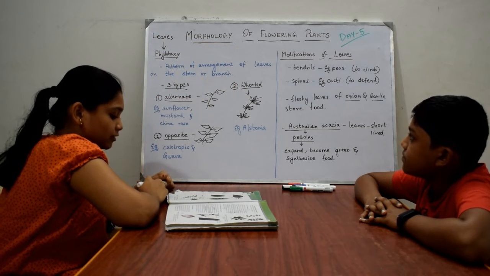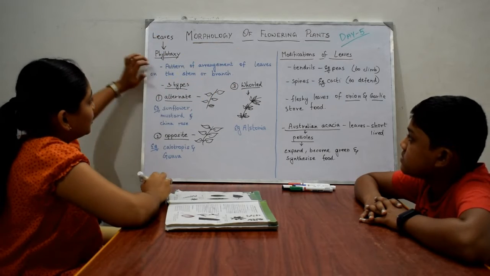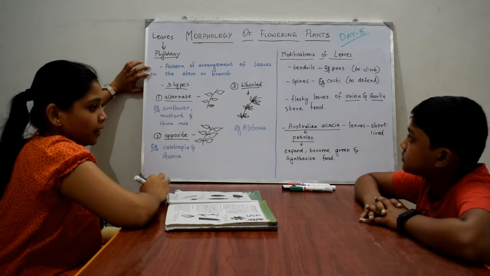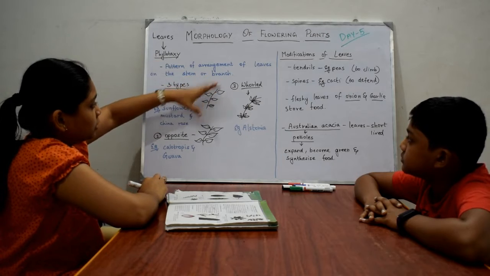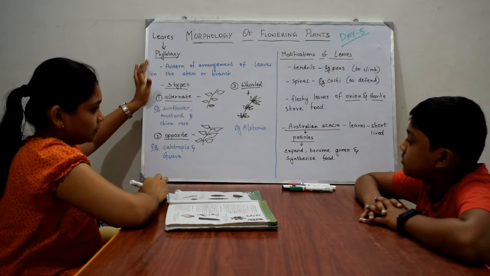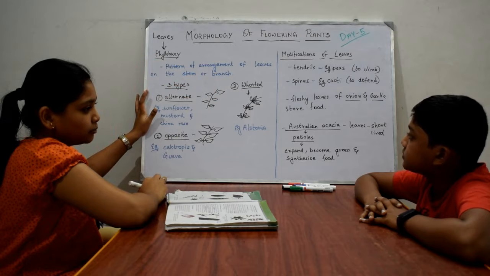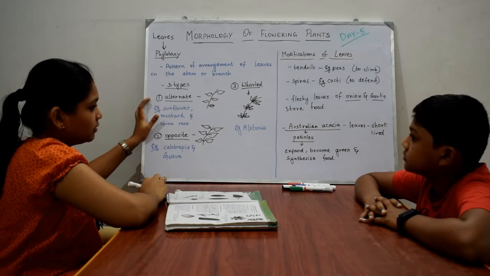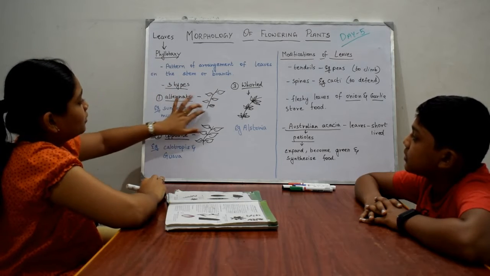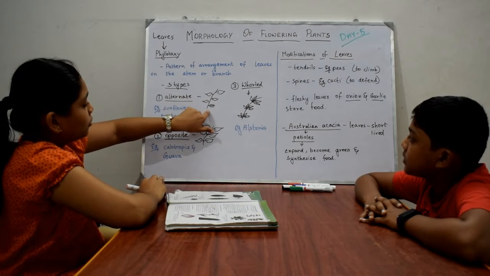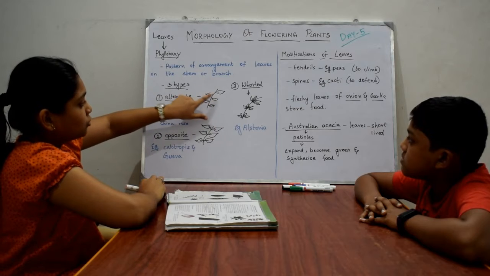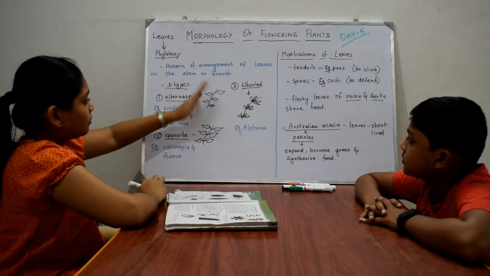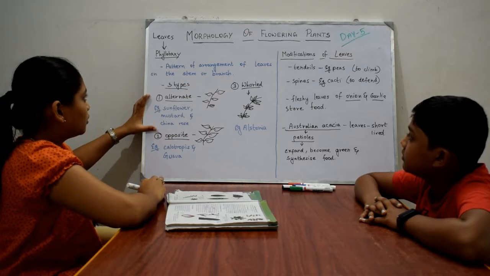Phyllotaxy is nothing but the pattern of arrangement of leaves on the stem or branch. How the leaves are arranged on a stem or a branch is known as phyllotaxy. There are three types of arrangement. The first one is alternate. In alternate arrangement, one leaf grows at each node, in an alternate manner.